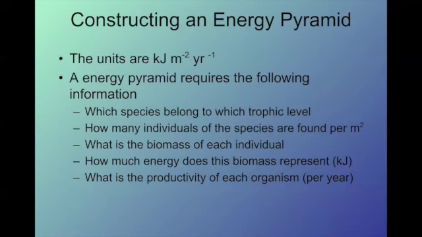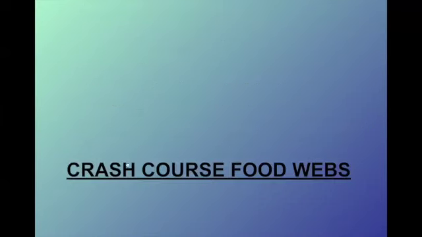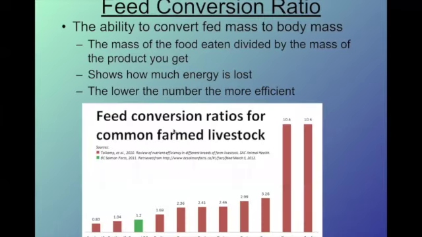You do need to know the units of an energy pyramid. I've never asked or seen you guys been asked to draw one, but I have seen a question about what are the units of it. So it's kilojoules per meter squared per year. Anytime you see this negative sign, it would normally be on the bottom of the divisor. Make sure you watch this crash course on food webs. It will help.